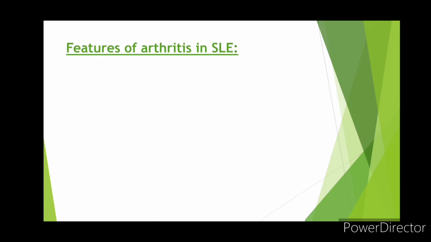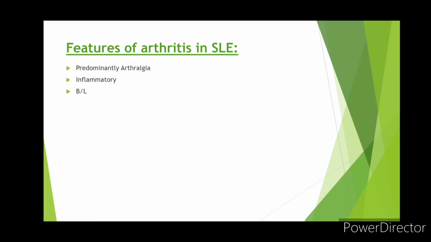Patient is going to complain of pain, a lot of pain. Arthralgia is a very prominent symptom with or without presence of arthritis. So arthralgia will be very prominent. Number 2, it is an inflammatory condition. Number 3, it is bilateral. Number 4, it is symmetrical.